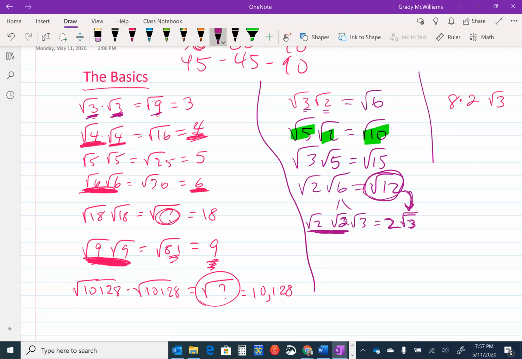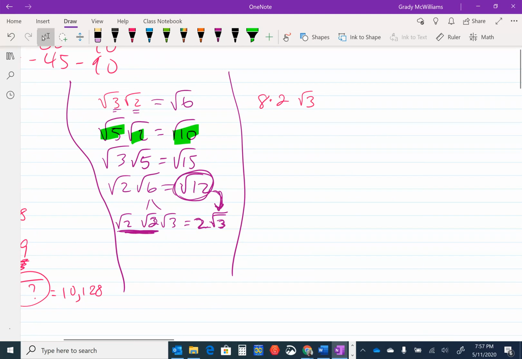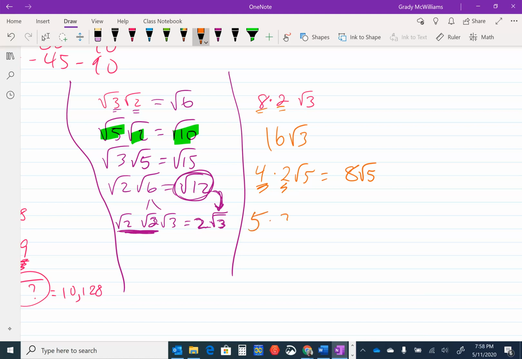So what happens when they're not both under a square root? Well, 8 times 2, just like you've done most of your life, is 16. 16 square root of 3. Or what about 4 times 2 square root of 5? Well, this is 4 times 2, which is 8 square root of 5. Okay, how about like 5 times 3 times square root of 5?